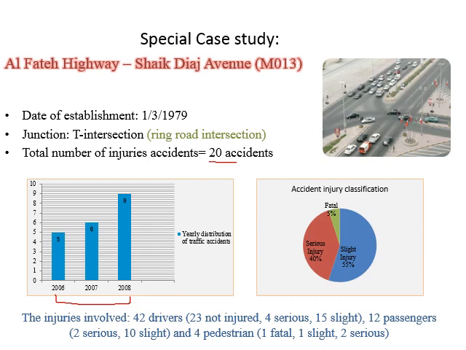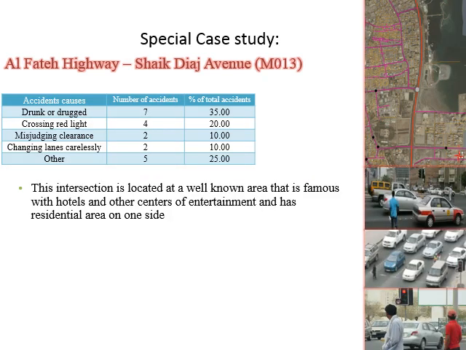How many people were involved? There were 42 drivers, 12 passengers, and 4 pedestrians involved in these accidents. So in total, 42 plus 12 is 54, plus 4 is 56. So there are 56 people involved in these accidents, which is a lot. So they did some studies related to these accidents, and they found the following facts. Most of the accidents happen because of drunken driving, crossing the red light, misjudging clearance, and changing lanes carelessly, and there were 5 accidents for which they could not specify the reason.